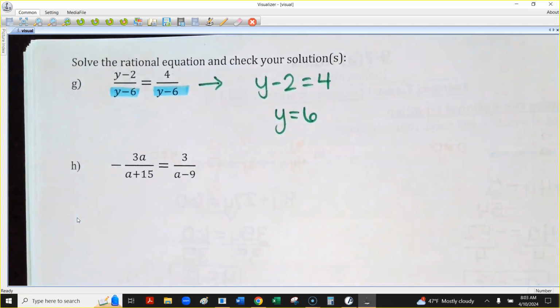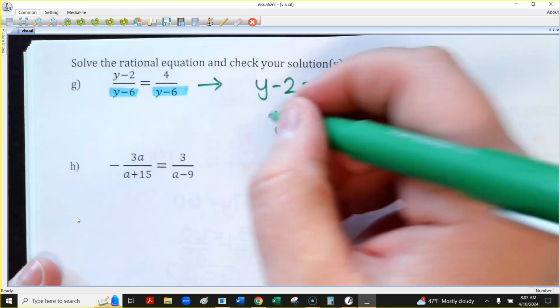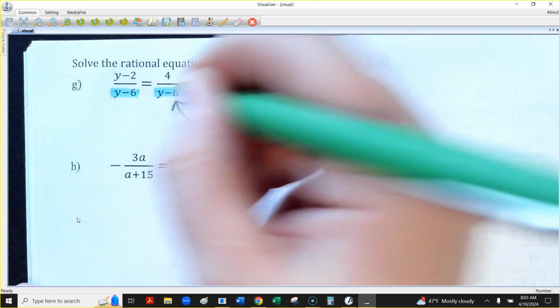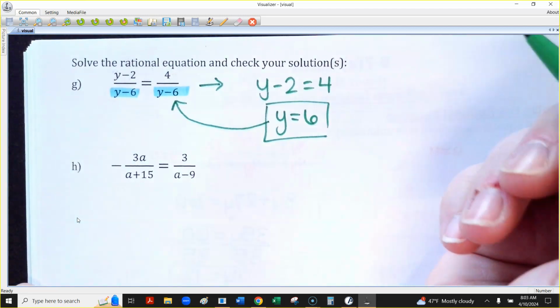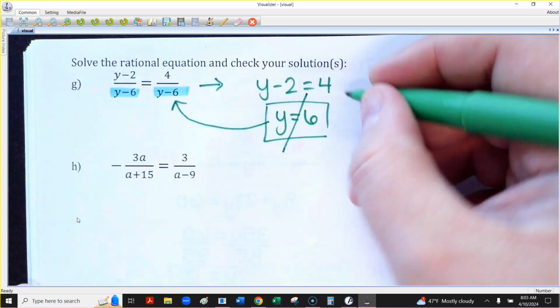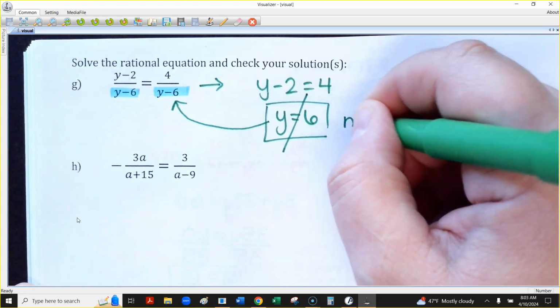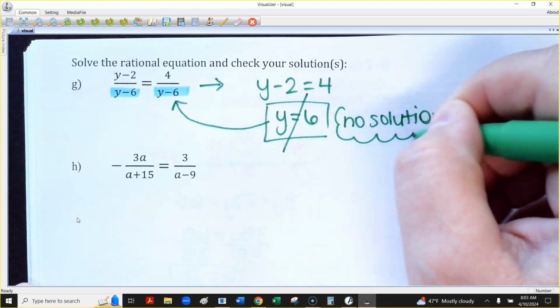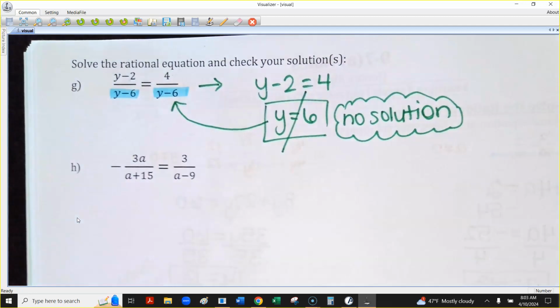Am I going to stop there? What's wrong with this? Yes, this is the one answer I could not have, because if I plug that in for y, it makes the denominator 0. So in this case, this would be an extraneous solution. That doesn't work in the original problem because it causes you to divide by 0. If that's my only answer and it doesn't work, then this one doesn't have a solution. So just check real quick before you write your answer. Does anybody have a question?